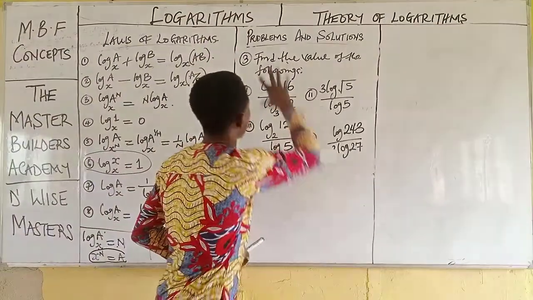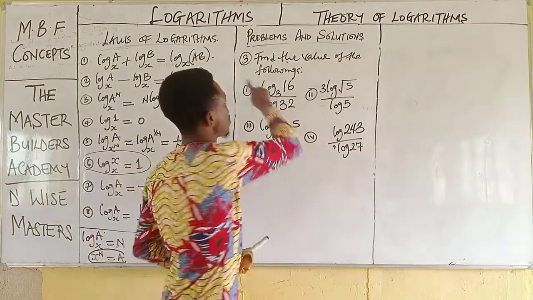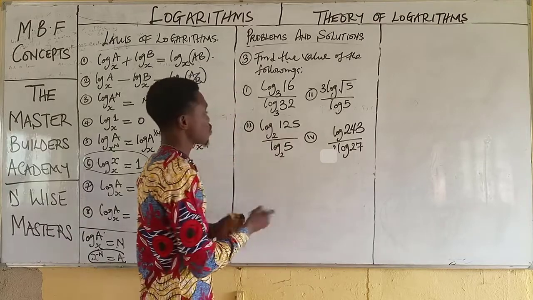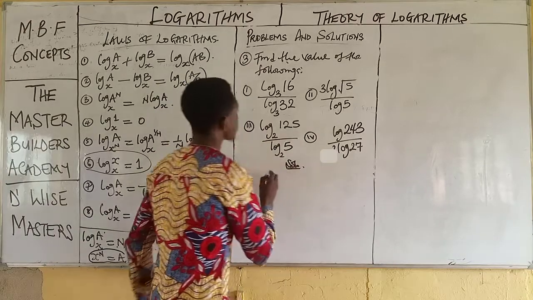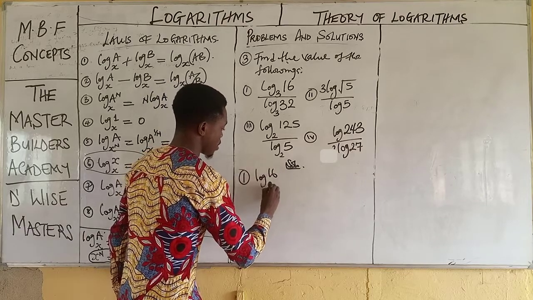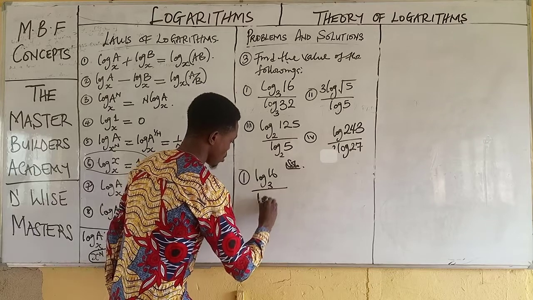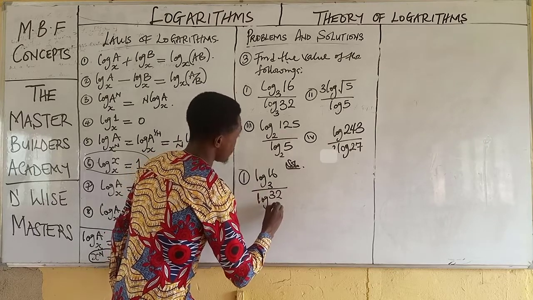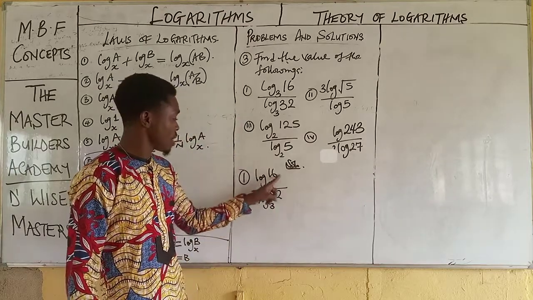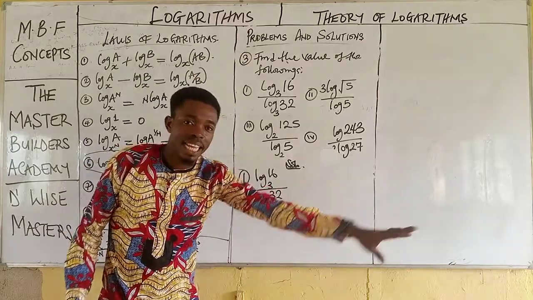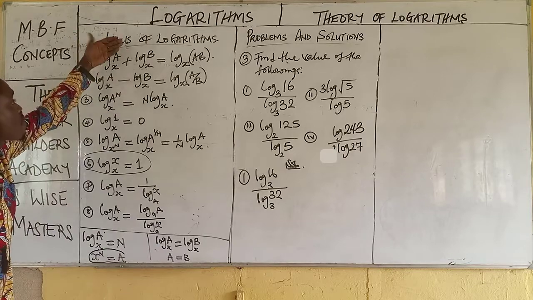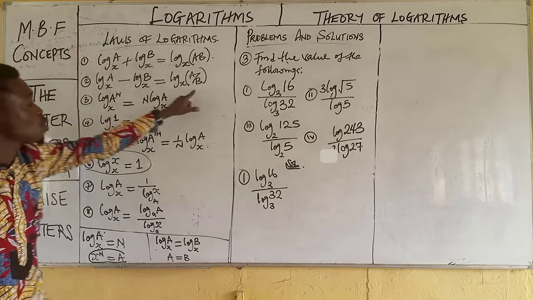So very shortly we have the next question on the board. Now we are asked to find the value of the following. The first question we have is number 1: log 16 base 3 over log 32 base 3. So you find out that in this question, we have log 16 base 3 divided by this. Now, from the laws that we have here, we never had a division law except that we converted from this to this.